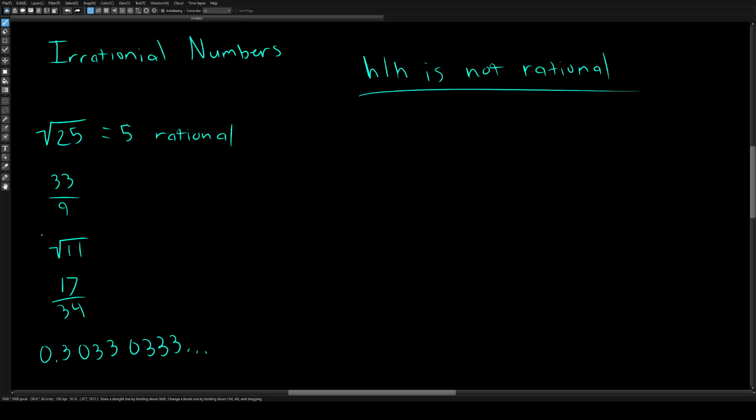33 over 9. It's a fraction, of course. 33 divided by 9. We should simplify this even more to get a better understanding of what we're dealing with. So we can divide the top and the bottom and simplify it into a smaller fraction, which makes it easier to deal with. So we divide the top by 11 and the bottom by 3.